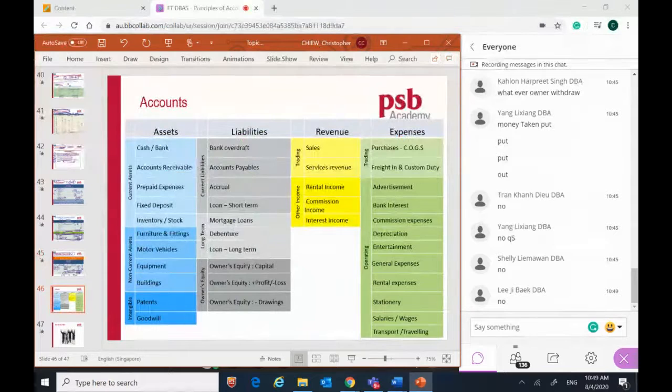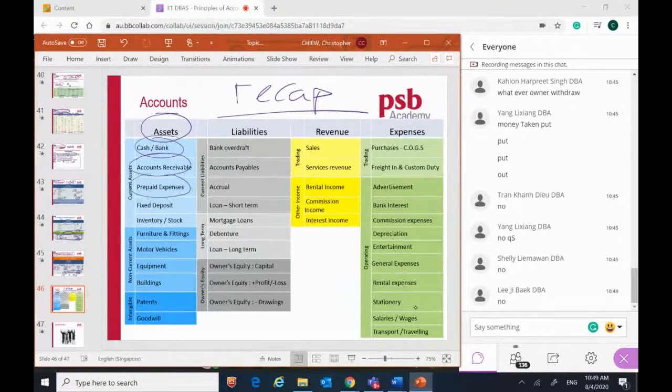All right, let's recap. Today we learn a few items. What are assets? Assets must satisfy 3 conditions. There must be ownership, it must have a value, and it must be able to provide benefits to the company in the future. So examples of assets: your cash, your accounts receivable, your prepaid expense, your fixed deposit, your inventory, your furniture, your motor vehicle, your equipment, your building, and so on.